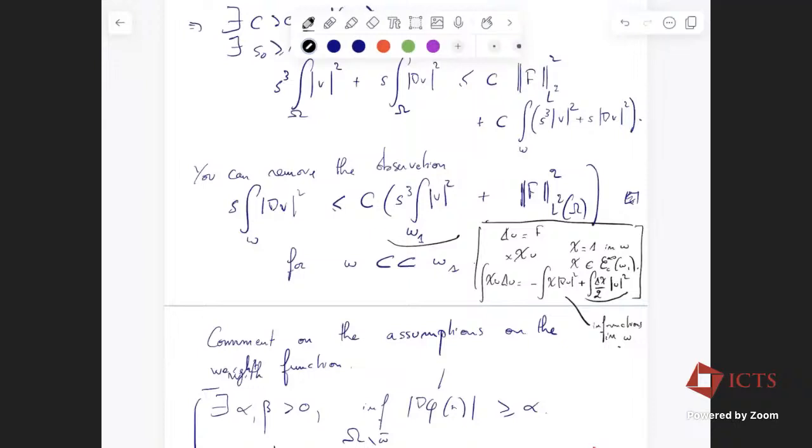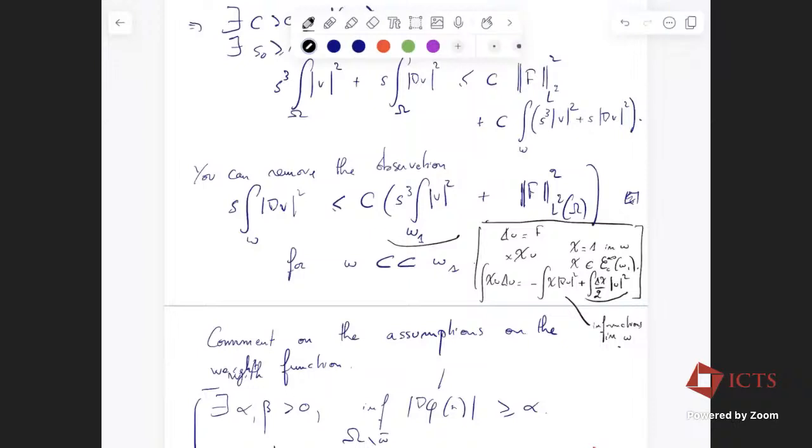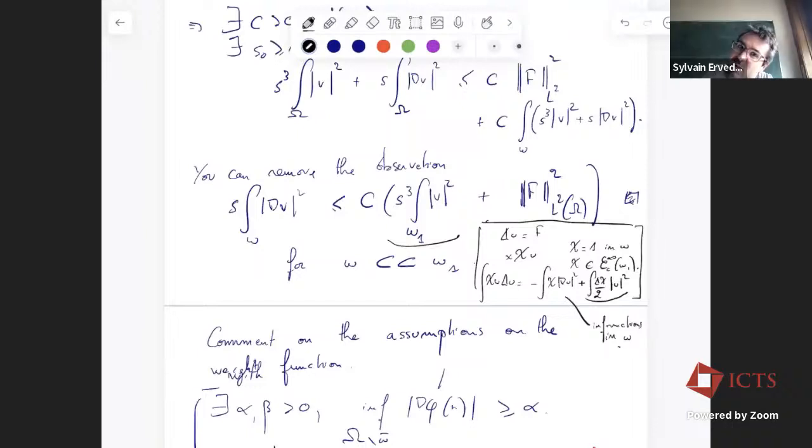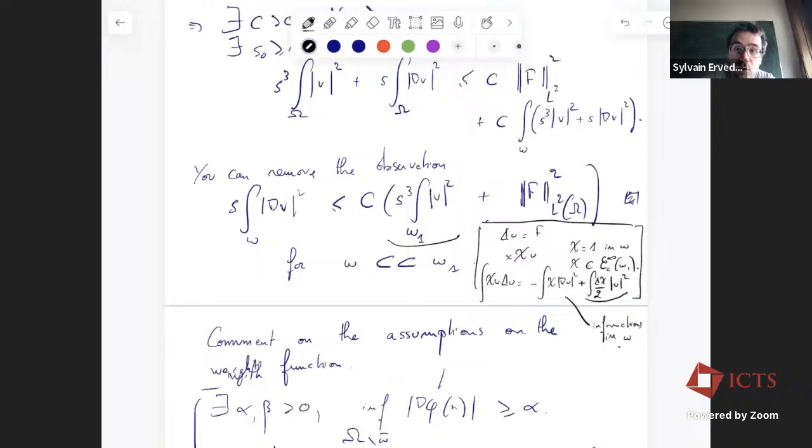But because these are open sets, in fact, you don't really care. I mean, you can call a small omega in the beginning a slightly smaller set, and then enlarge it a little. So this term is still remaining there? No, it will be the observation. So this one is not absorbed. Okay, thank you.